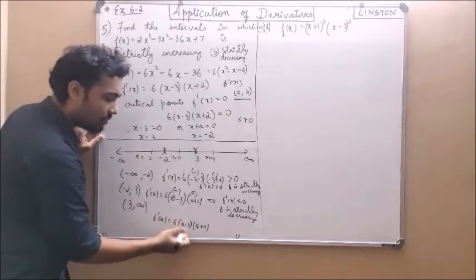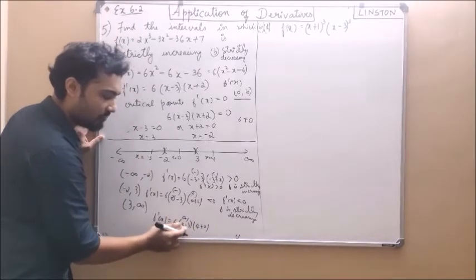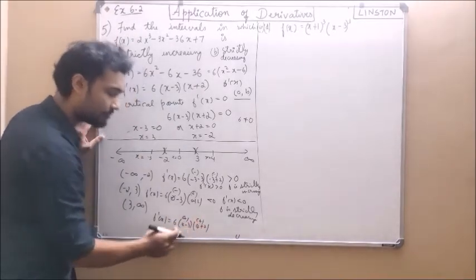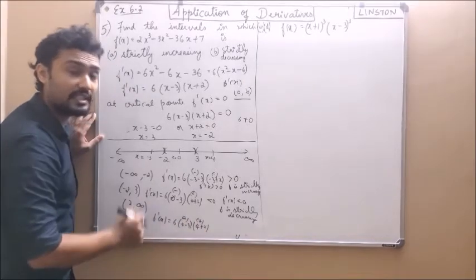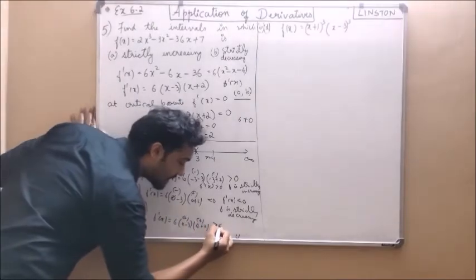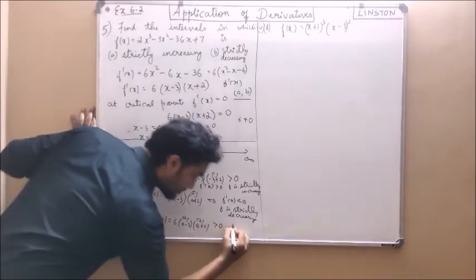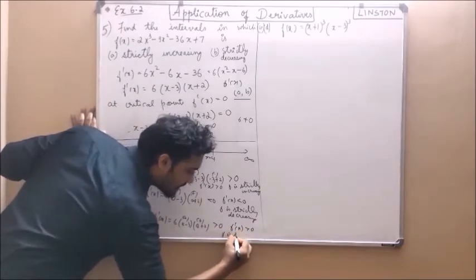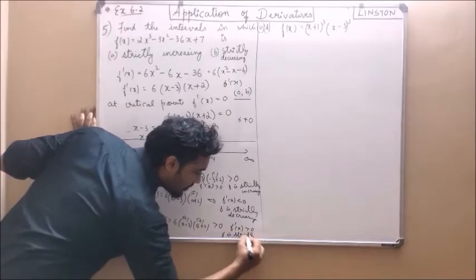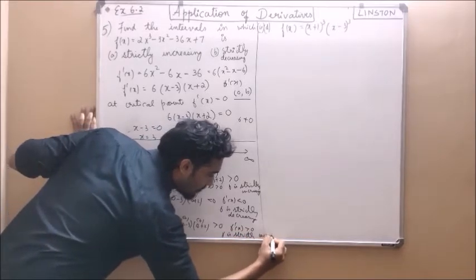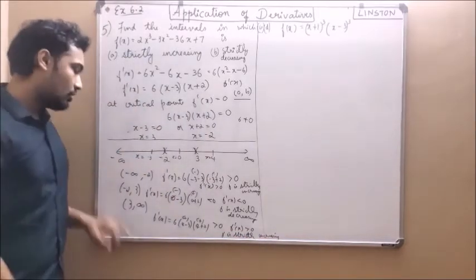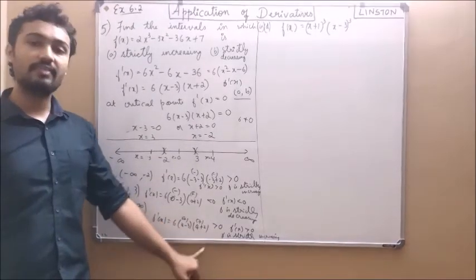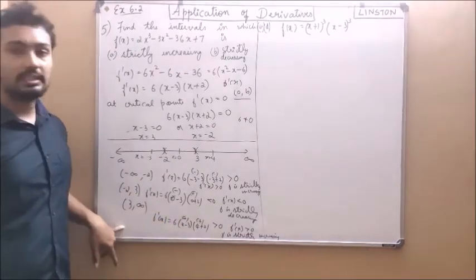4 minus 3 is 1, positive. The other factor is also positive. Positive into positive is always positive. So f dash of x is greater than 0. Therefore f is strictly increasing. So this is the answer.